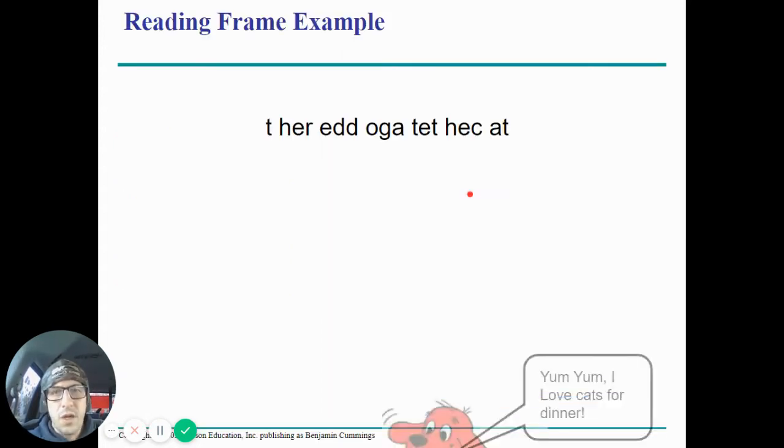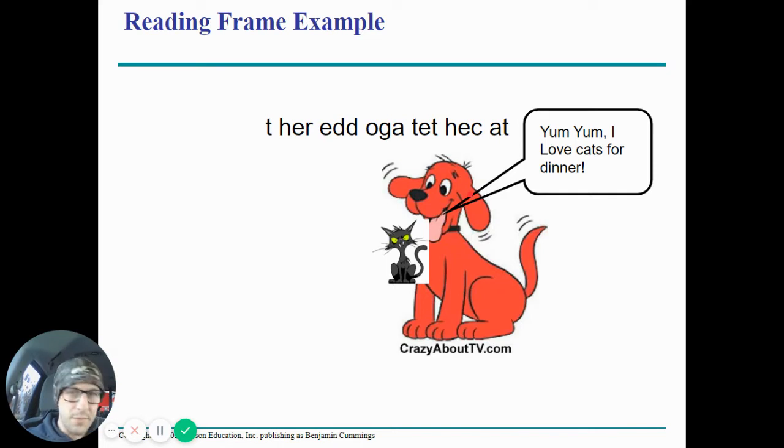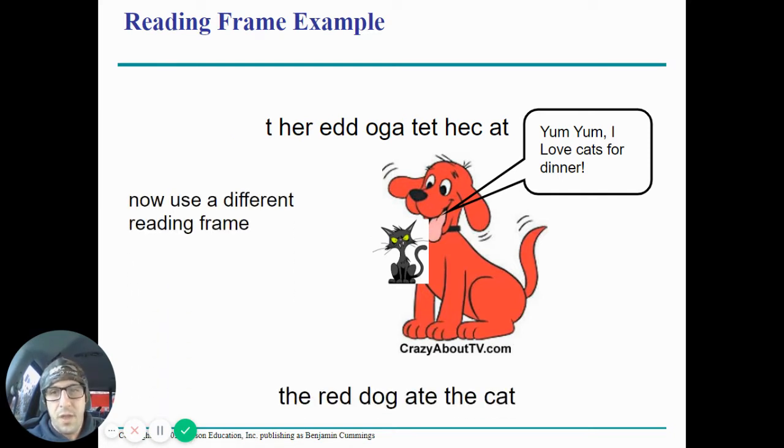So we look at the reading frame. If we were to look at this right here, it doesn't make a whole lot of sense. It's got an improper reading frame. If we read it t, her, ed, oga, tet, heck, at, it doesn't make a whole lot of sense, right? That's because we've got the wrong reading frame. Now let's shift that reading frame and we read it this way.